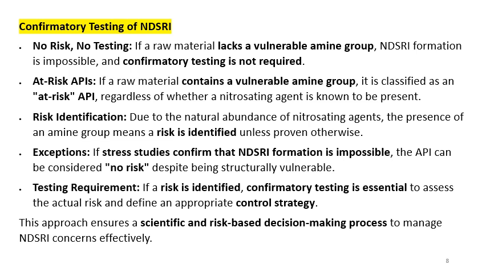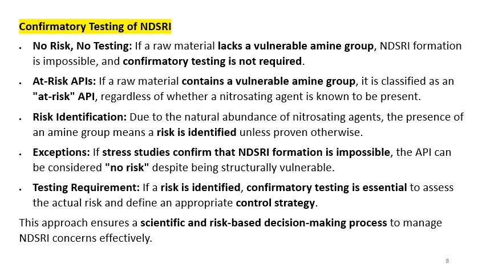Confirmatory testing for NDSRI. So no risk, no testing is there. Then at risk APIs, if raw material contains some vulnerable amine groups, it is classified as at risk API regardless of whether a nitrosating agent is known to be present or not. The main consideration is for the API with amine group. If it is secondary amine, it is most vulnerable for the NDSRI formation.